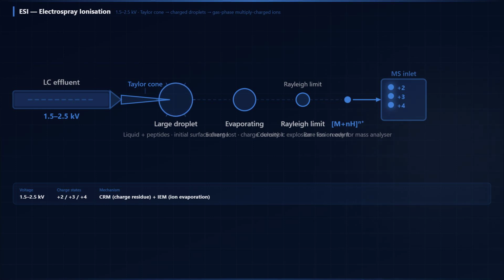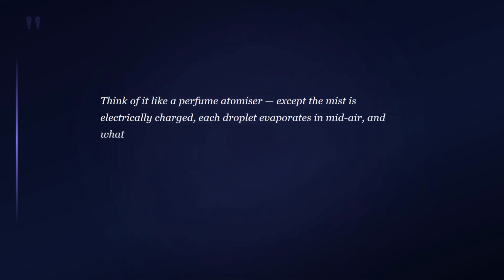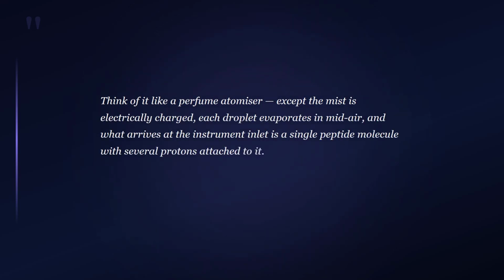Your peptides, protonated by the formic acid in the mobile phase, exit as multiply charged gas phase ions carrying 2, 3, or 4 protons each. Think of it like a perfume atomizer, except the mist is electrically charged. Each droplet evaporates in mid-air, and what arrives at the instrument inlet is a single peptide molecule with several protons attached to it. That is what the mass analyzer sees.